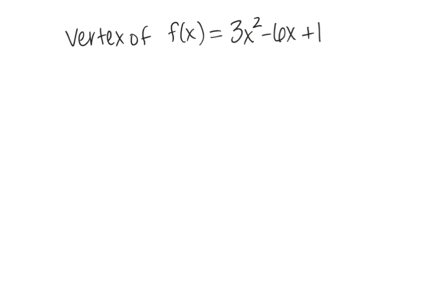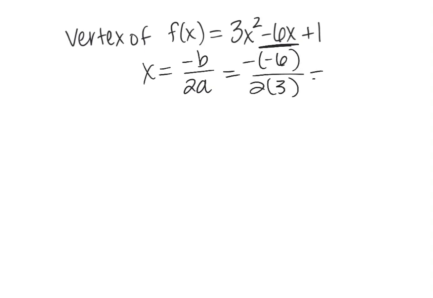We also were finding the vertex. There's 2 ways of finding the vertex. One is completing the square. The other is just using the formula, negative b over 2a. So in this case, our b is negative 6. So we're doing a negative 6 over 2 times 3. So we have 6 over 6. So the x-coordinate of the vertex is 1.